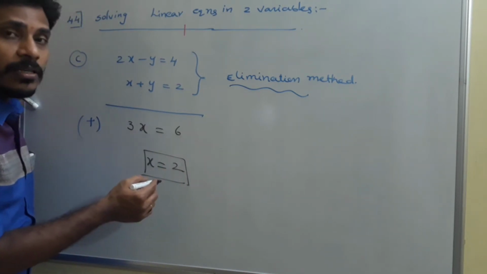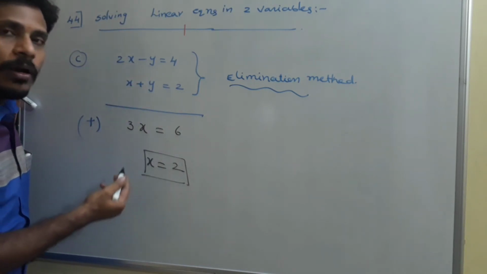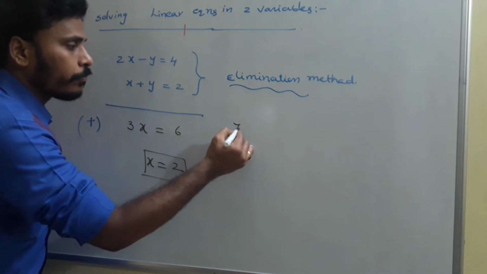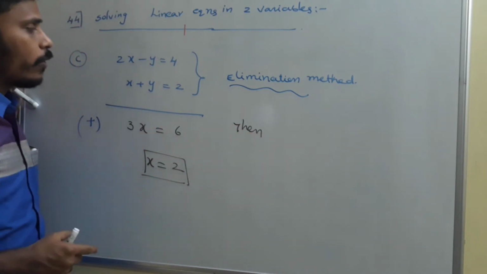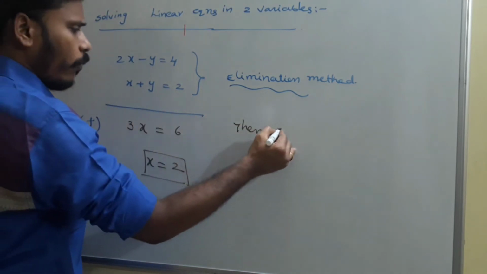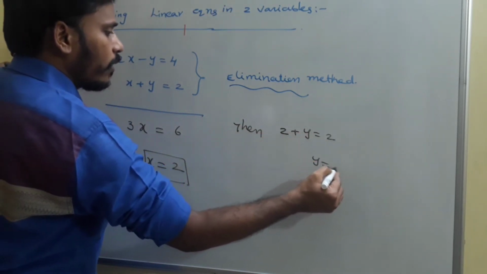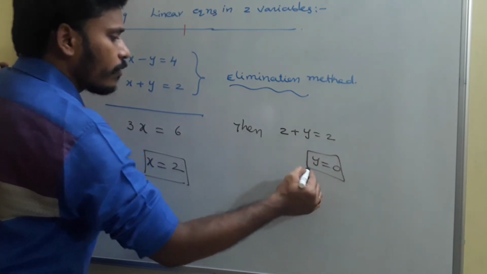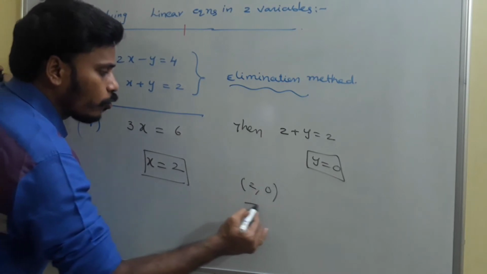And then using this x equals 2 in any one of the equations, we will get the y value. Okay. So you just replace this x equals 2 in any one of the equations. Say simply the second equation, then 2 plus y equals 2, and you will get that y equals 0. In the sense, therefore, the values of x and y are simply 2 comma 0.